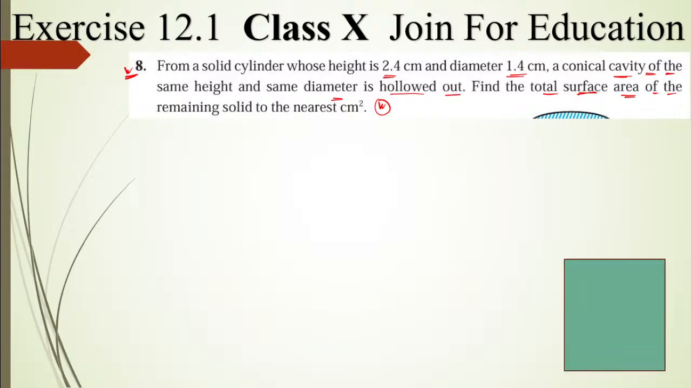So this is a cylindrical part, and this is the conical part. According to the question, this is the conical cavity. So this is the height of the cylinder as well as the cone, and this is the radius of the cylinder as well as the cone.